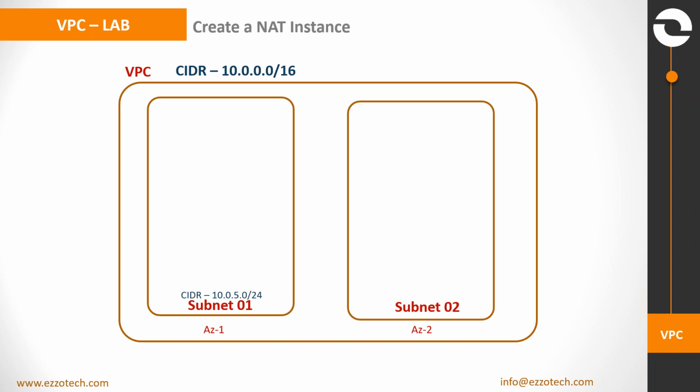Then the CIDR block of the first subnet would be 10.0.5.0/24, and the CIDR block for the second subnet 10.0.5.0/24. So how many of you agree that this could be the possible CIDR block for this particular VPC? Can the two subnets have the same CIDR block inside one VPC?